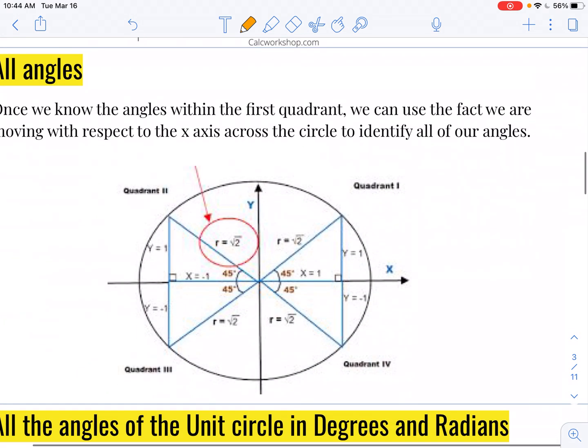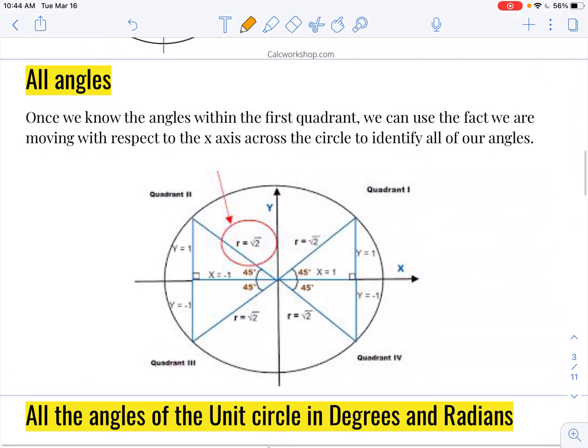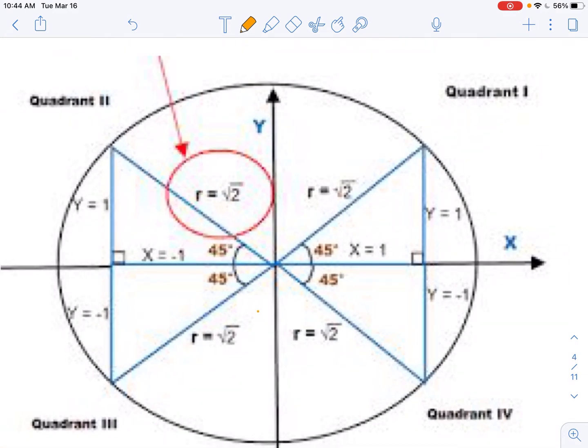So now, once we know the angles within the first quadrant, we can use the fact that we are moving with respect to the x-axis across the circle to identify all of our angles. As you can see here, we've got a 45 degree angle that exists across. This is a little bit different. This isn't quite the unit circle because we've got a radius of the square root of 2. But when I do a 45-degree angle, they all end up with the exact same measurements if I'm working within a circle. So here, the radius of this circle is the square root of 2 as opposed to 1.